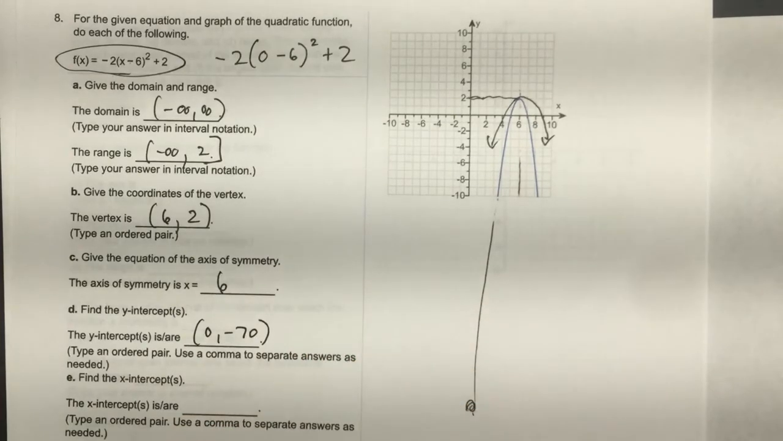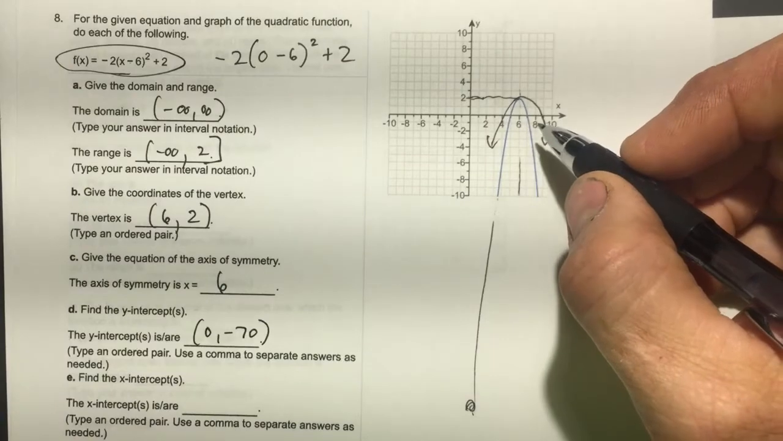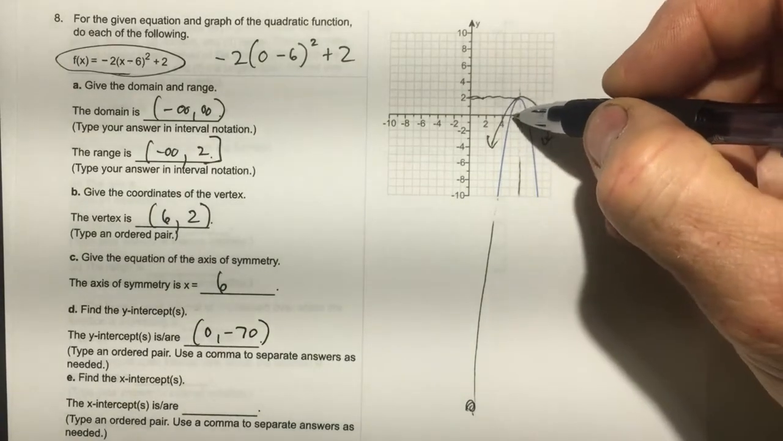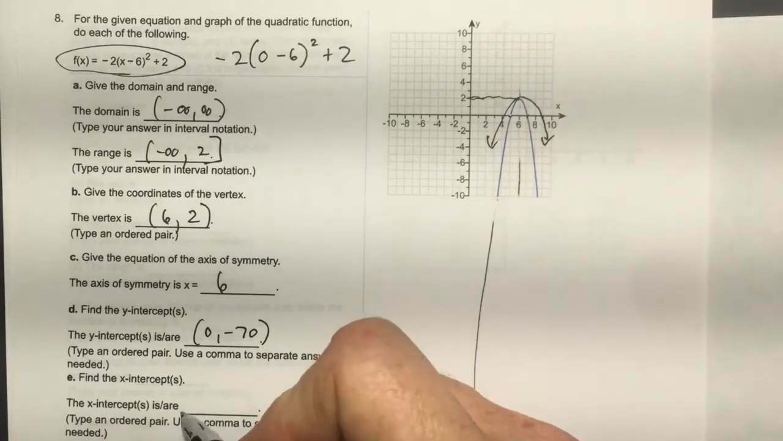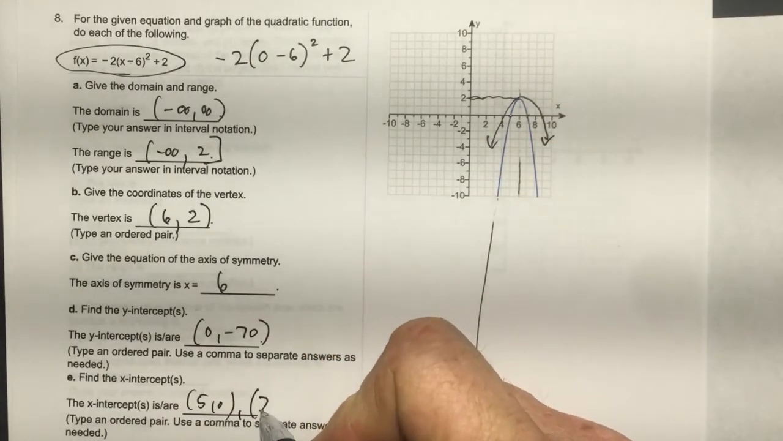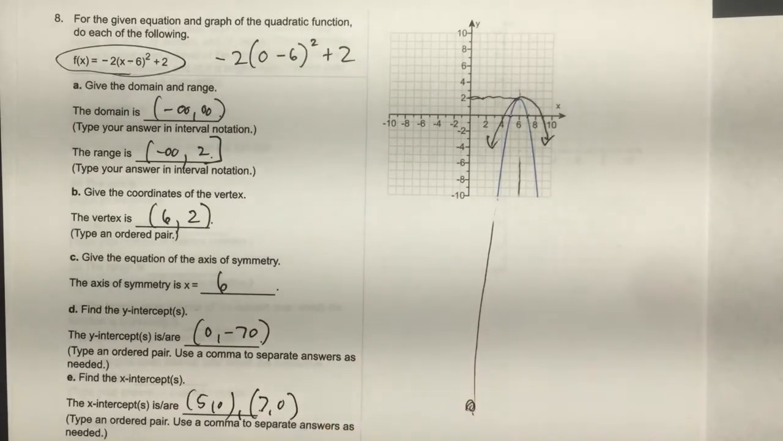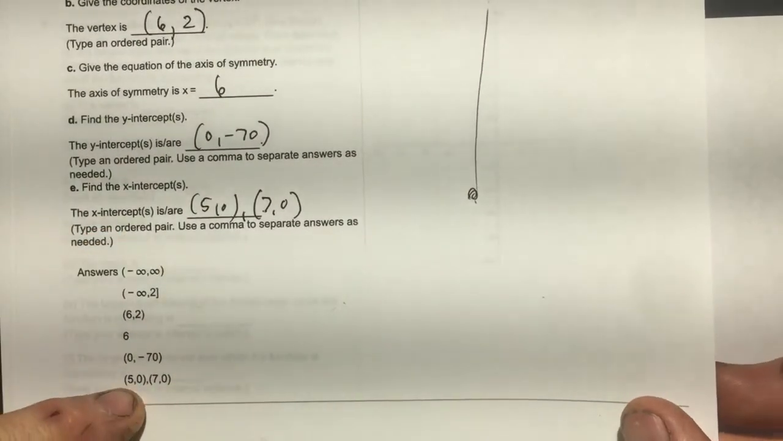Okay. And then find the x-intercepts. All right, we can look at the graph for the x-intercepts. And it looks like right there, which is 5, 0, and then right there 7, 0. So this would be 5, 0, comma, 7, 0. Okay, and I think we got all the answers right. All right, here's my answers right there. I think we got them all.